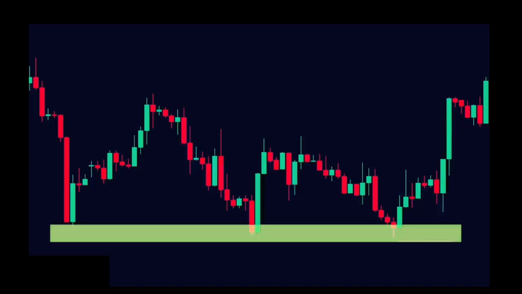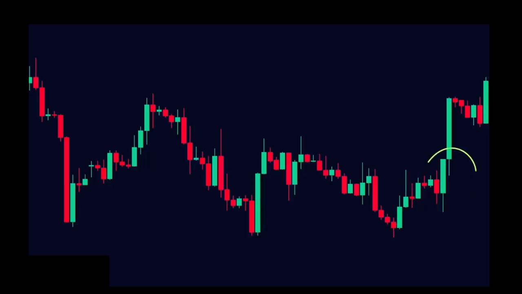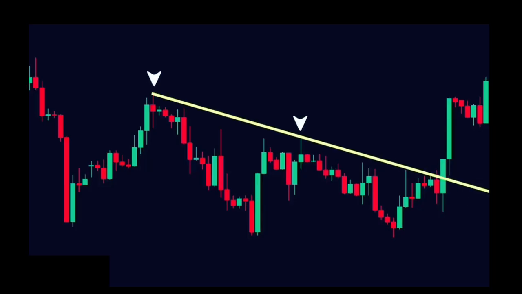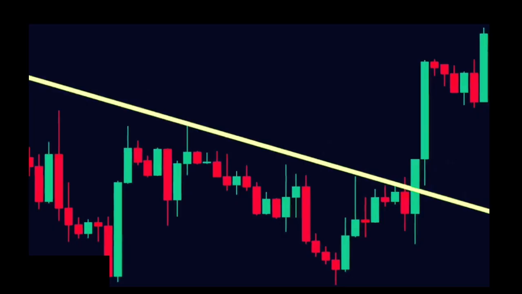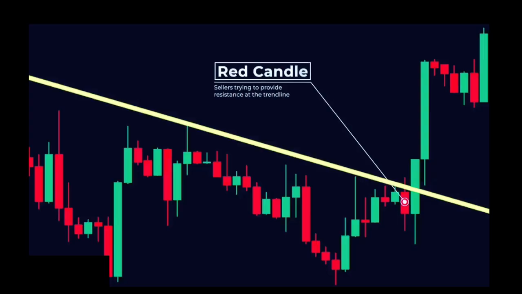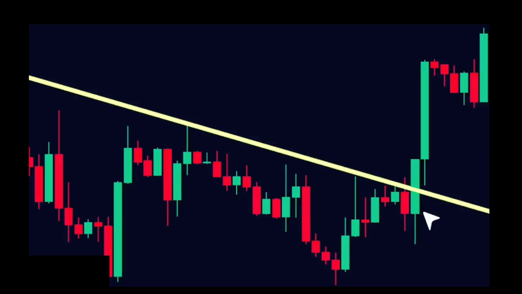Even if you missed the entry, the price also gave us a second entry. The price made these 2 tops, creating a solid trend line. When the price reaches near the trend line again, we wait to see if the price develops some pattern. This red candle indicates that the sellers were trying to provide resistance at the trend line. The candle is followed by a large green candle that completely engulfs the red candle.